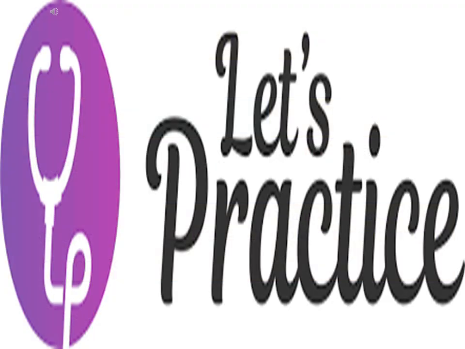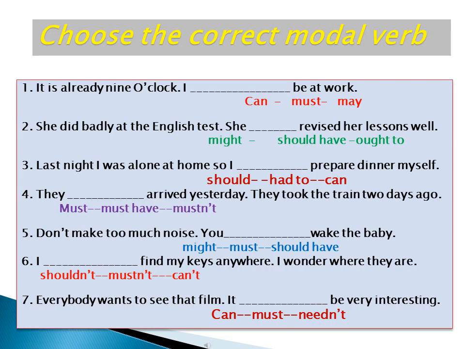Okay, now after we have seen all those modals separately, we have seen their meaning and use. Now let's do some practice and work on an exercise. Choose the correct modal verb. So we have sentences from 1 to 7 and modals that you are going to choose from. Number 1, it's already 9 o'clock. I be at work. Can, must, may.